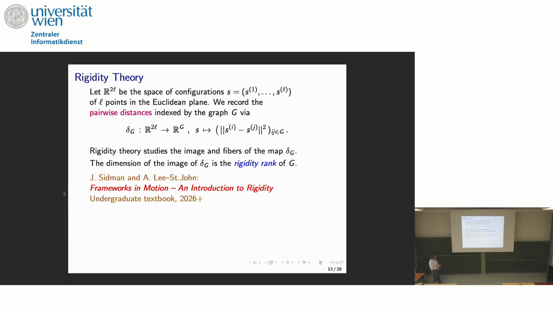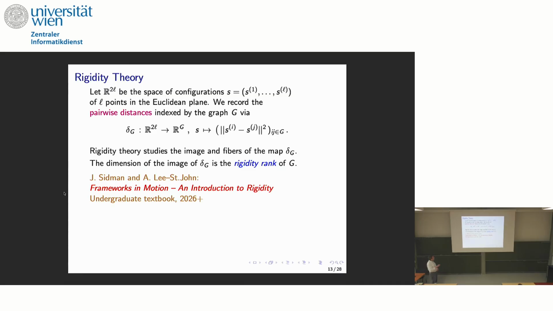Now, rigidity theory studies the image and the fibers of this map. What we're saying is I have points in the plane, and for some pairs, I prescribe the distance. That's the fiber. Right? And the image is what are the possible pairs of distances you can have for points in the plane. And that study is called rigidity theory. And that's a very big subject.